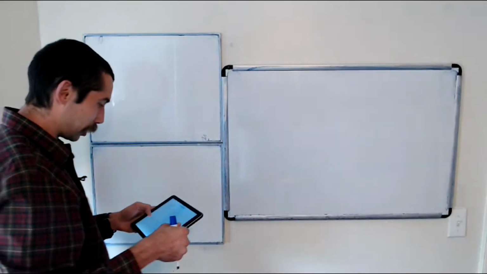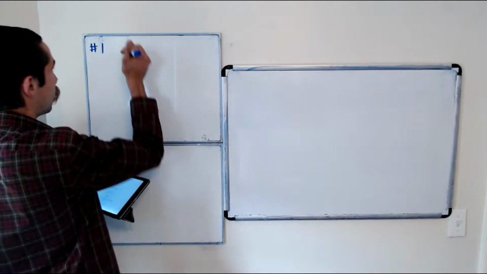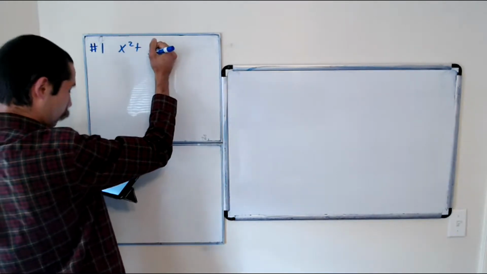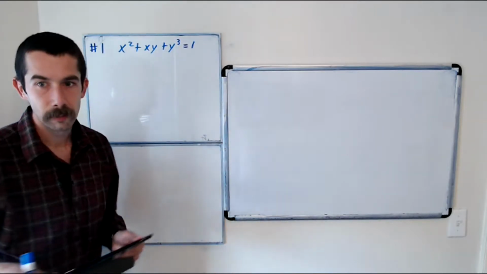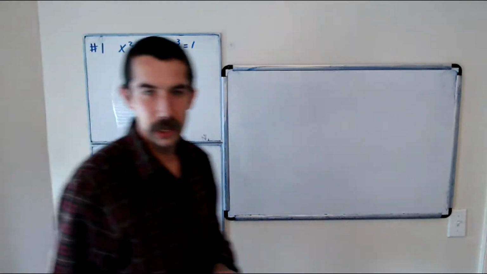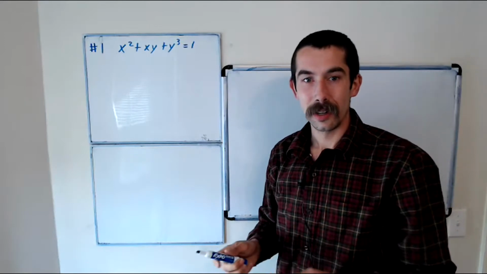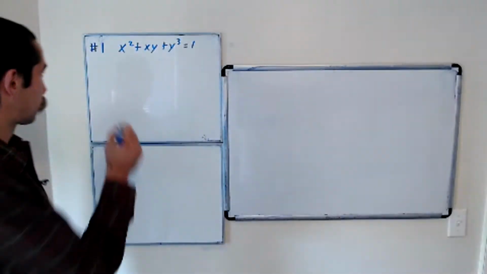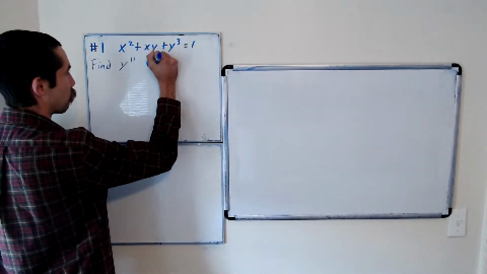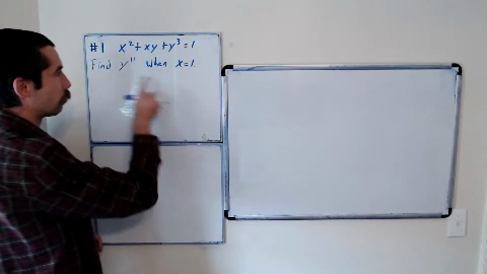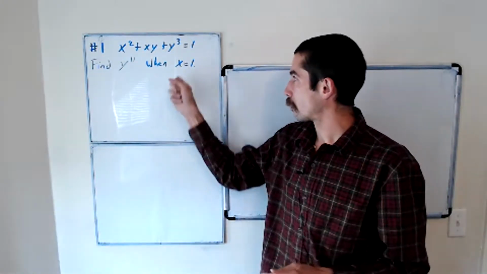Number 1 is an implicit differentiation question. It says we have this curve x squared plus xy plus y to the third equals 1. We want to find y double prime when x equals 1. Okay, so find the second derivative when x equals 1.